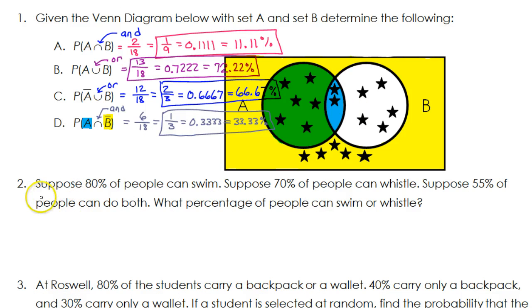Alright, so now look at problem number 2. Suppose 80% of people can swim. Suppose 70% of people can whistle. Suppose 55% of people can do both. What percentage of people can swim or whistle? Okay, I feel a Venn diagram coming on, don't you?